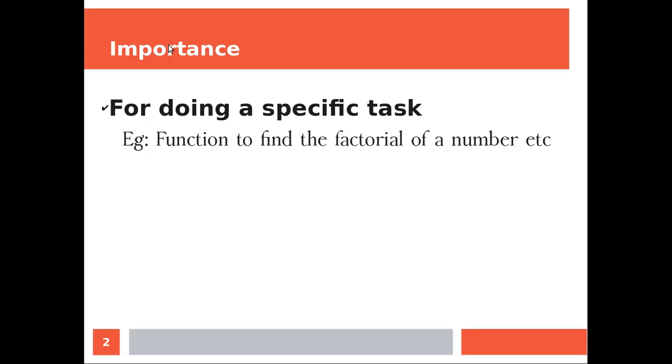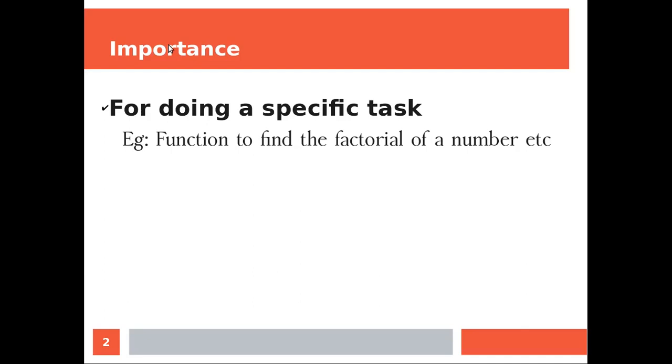So why functions? What is the importance of a function? A function is basically a block of code that performs a specific task. For example, if you want to find the factorial of a number, it can be written within a function to do the specific task of finding the factorial. An advantage of functions is that they make the program easier to understand, and reusability of code is very important while designing a program.